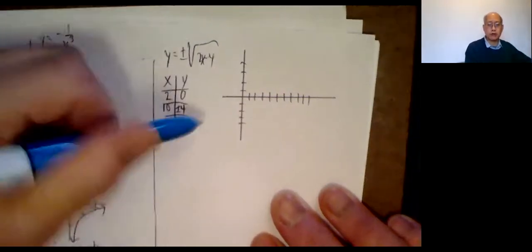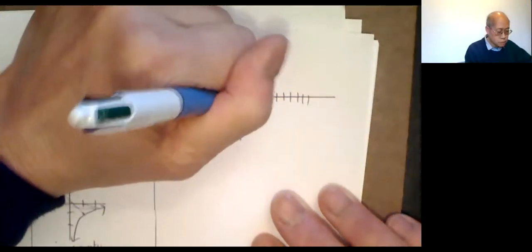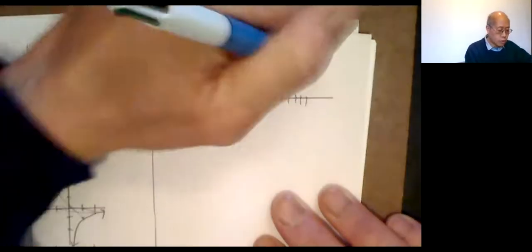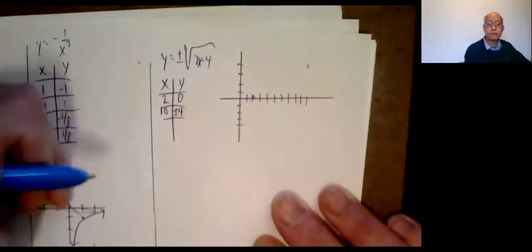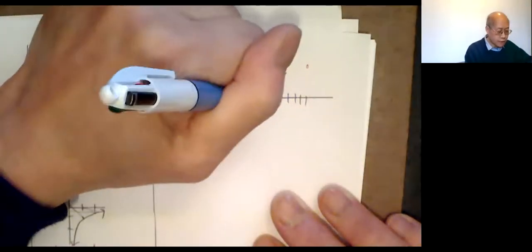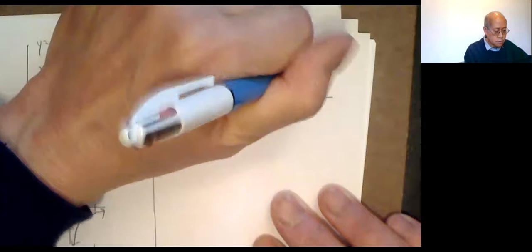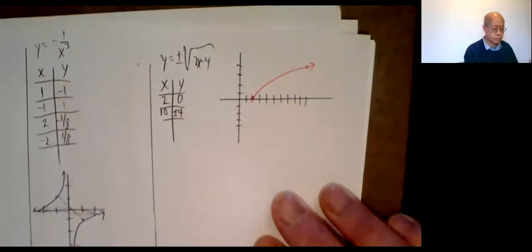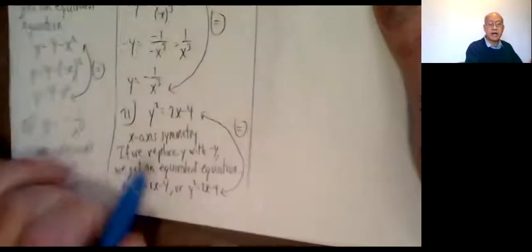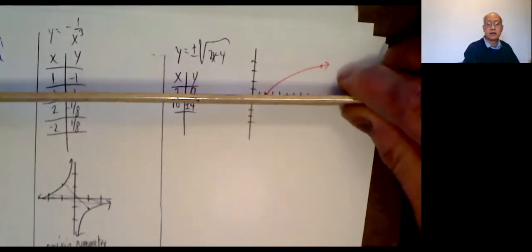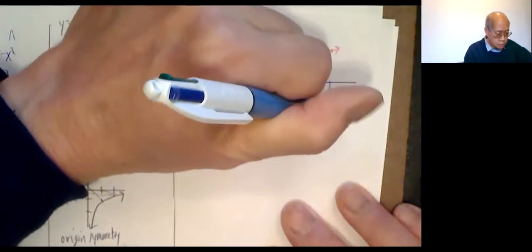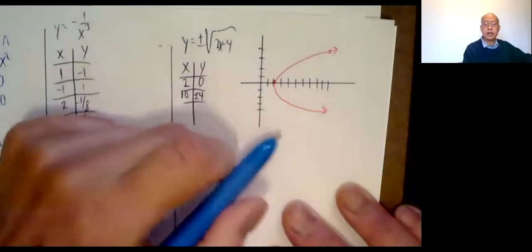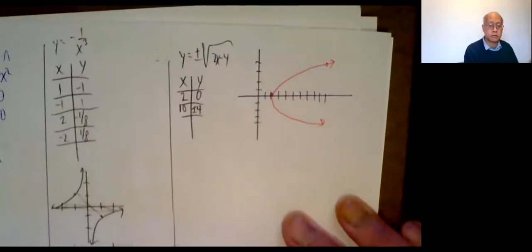Okay, now the square root function curves. So I have 2, 0, 10, 4 is like there. Okay, so square root functions tend to look like this. All right, and since I know I have x-axis symmetry, symmetry with respect to the x-axis, you put a mirror here, and you get the reflection over here. So there's 10, negative 4. So there we go.